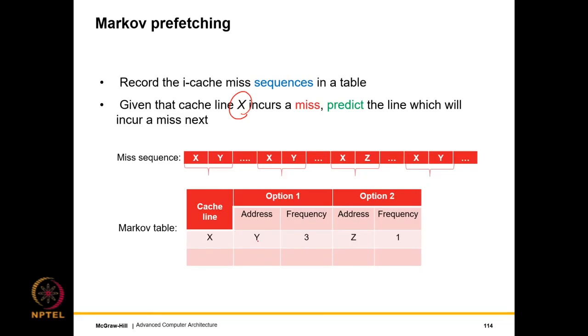So we have a Markov table which says that look, line x had a miss. Then we'll have a set of options. After x, the next miss was to y, and this was recorded 3 times. The next miss was to z, and this was recorded once. We could have a few more such columns. The frequency may change over time, because the behavior of the program may change. But regardless, the table will capture this behavior.